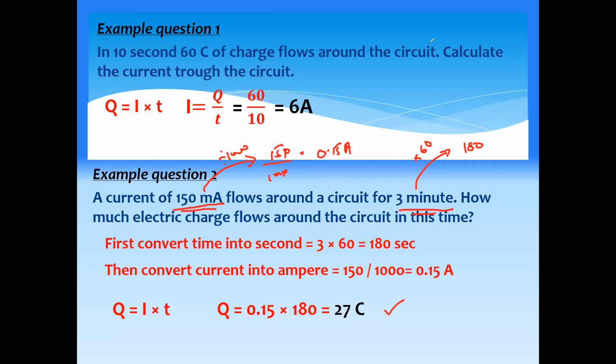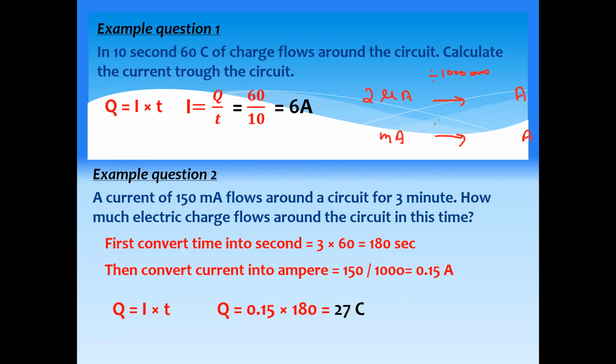Sometimes they give you a current in microampere. For example, if I have 2 microampere, we should convert it into ampere. Then what should I do? I should divide by 1 million. If we want to convert microampere to ampere, we should divide by 1 million. But if we want to convert milliampere into ampere, we should divide by 1000.